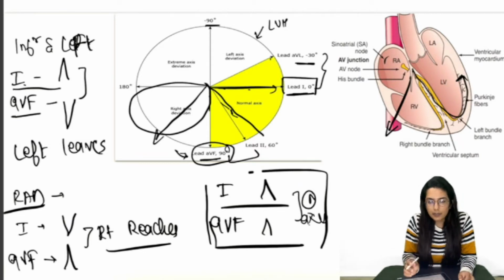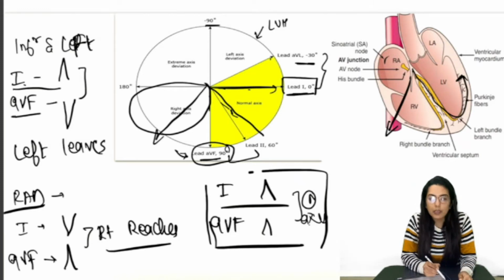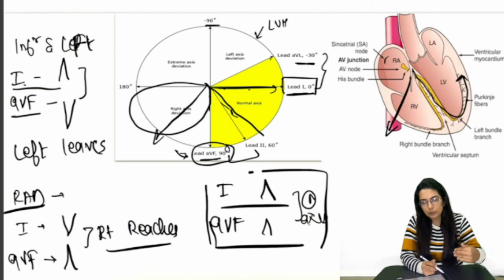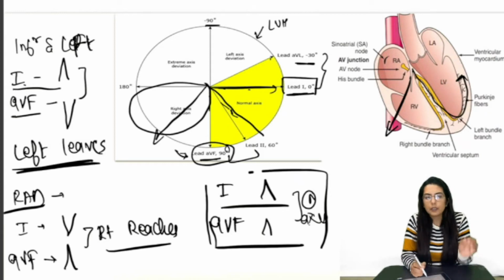For left axis deviation, AVF is opposite to the axis. So AVF will have a negative QRS because the depolarization positive wave is going against AVF, and for lead one, because the depolarization positive wave is going towards lead one, it will be a positive QRS. How to remember? Left leaves.